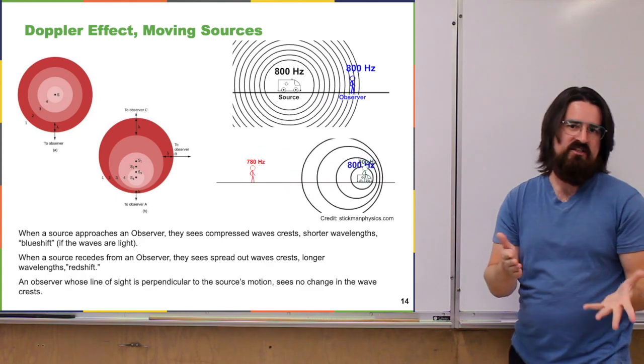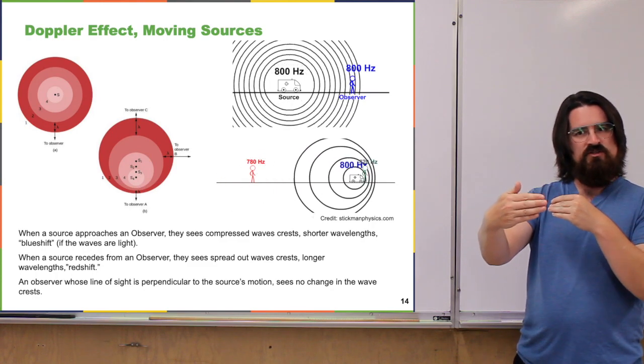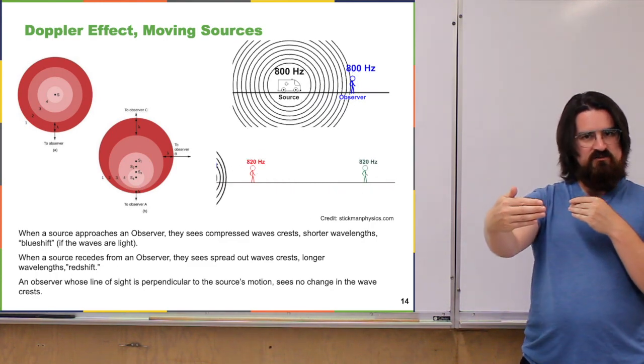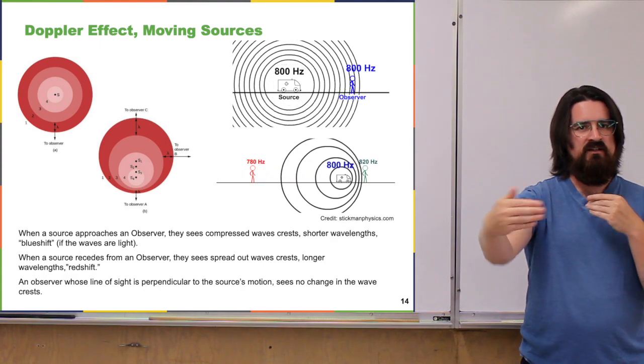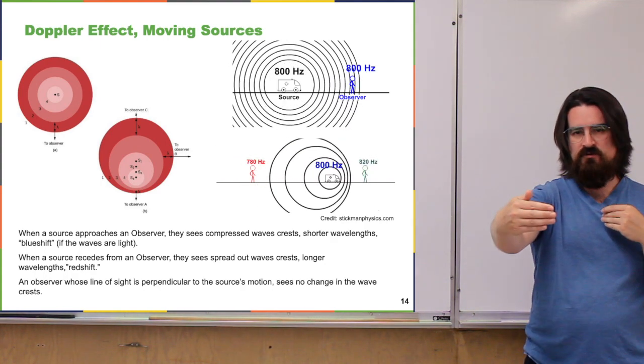The opposite thing then just happens when it's moving away from you. It emits a wave towards you, and before it emits the next wave crest, it'll move away a bit, and so overall the wavelength stretches out. And we hear that as a lower frequency.